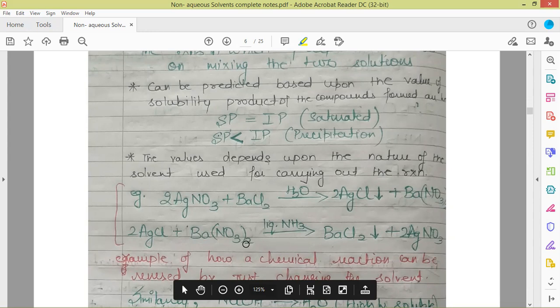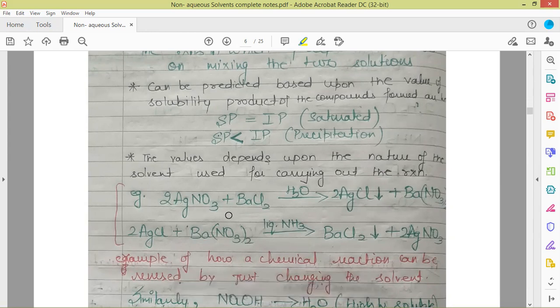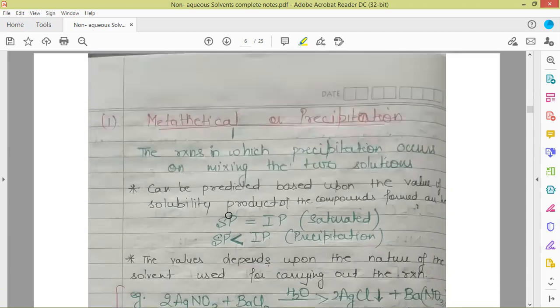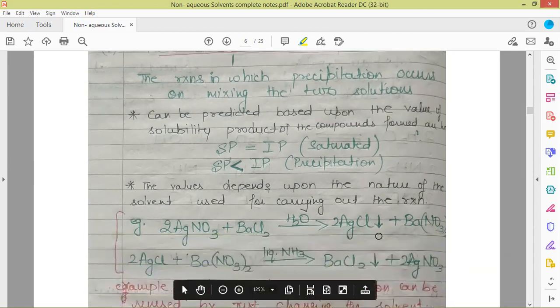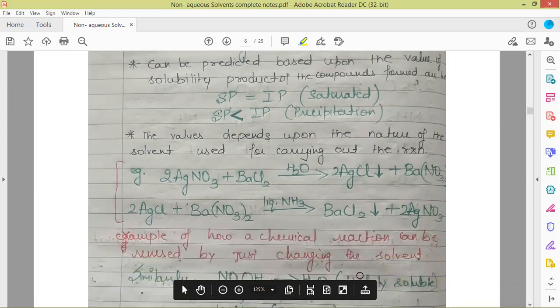So based upon different reactions, we can obtain different products in the precipitates, and we can have different starting materials. So we can reverse the reaction by changing the solvent. So this is the importance of these different types of solvents. Such is the case where precipitation is taking place. Here AgCl is getting precipitated and here barium chloride is getting precipitated.